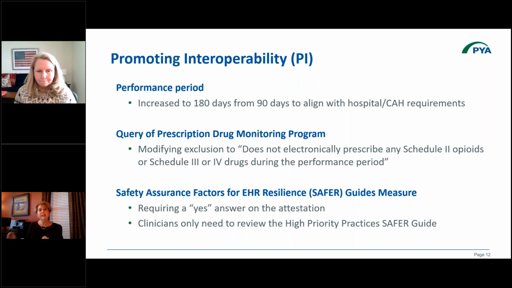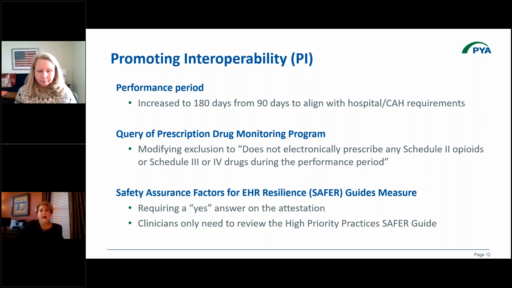They also increased the performance period for promoting interoperability this year. It increased from 90 days to 180 days. They did this to align with the hospital and critical access hospital requirements relating to meaningful use. So just trying to align disparate programs so that there was some more consistency there.